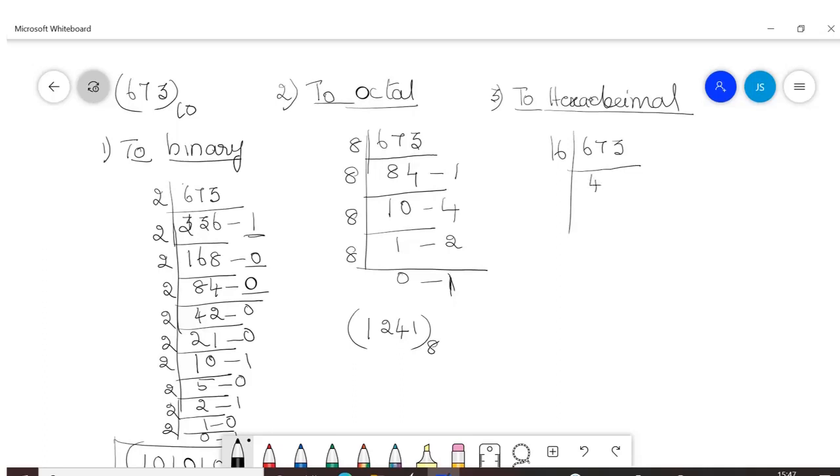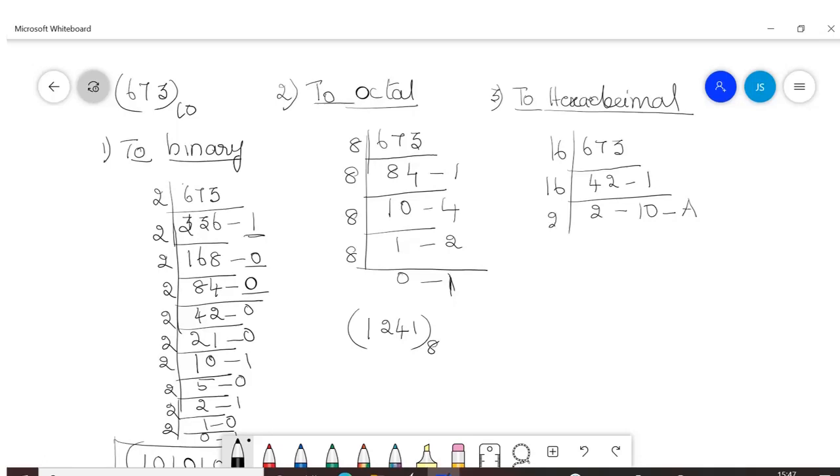Fours are 64, 2, 32, and the remainder is 1. Again when we divide it by 16, 2 16s are 32, and the remainder is 10, which in hexadecimal is equivalent to A.